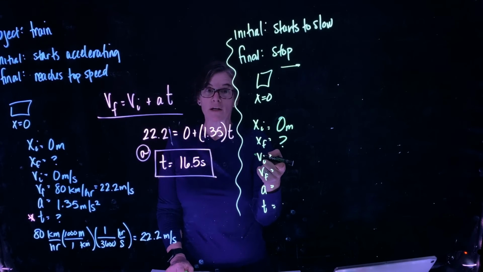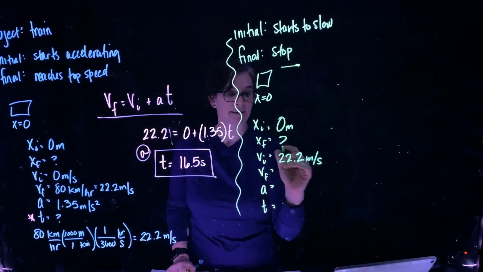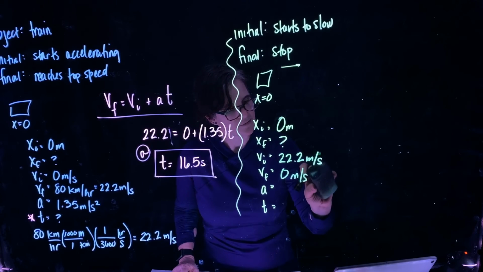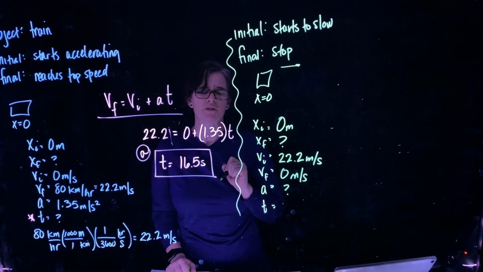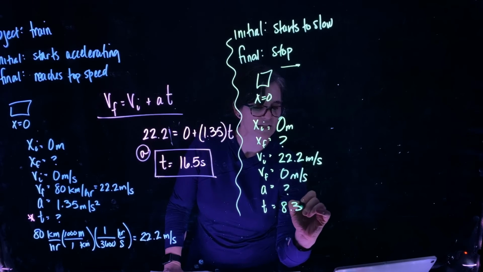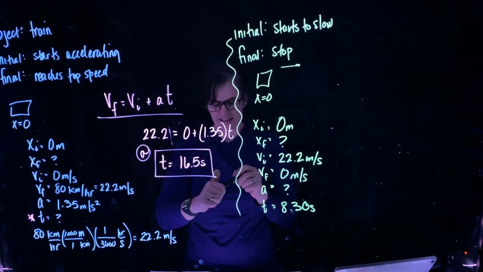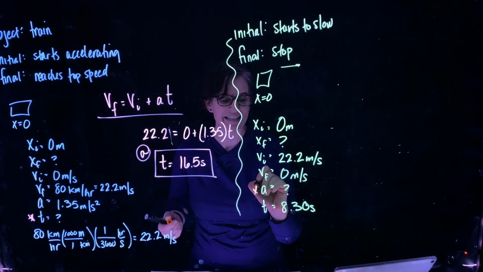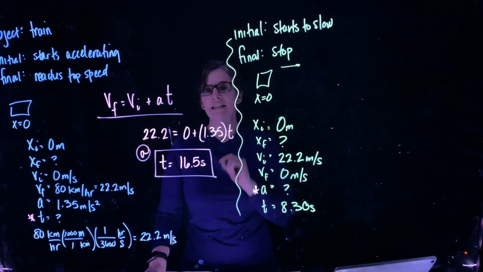It tells us it's starting at its top speed. Again, that's 22.2 meters per second, and it's coming to a rest, 0 meters per second. We don't know the acceleration of this particular situation, but we do know it happens in 8.3 seconds. So we want to know, what is the acceleration? How quickly does it slow down? And your problem uses the word deceleration, telling you it's slowing down.